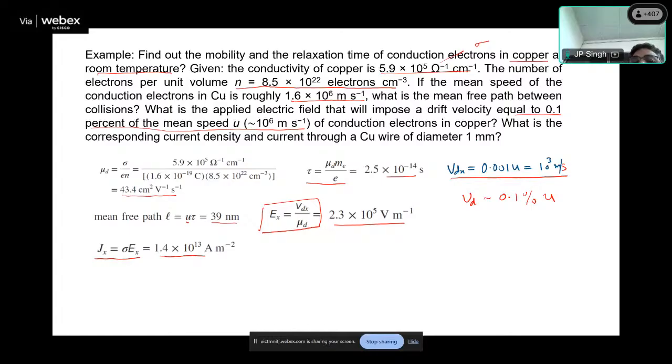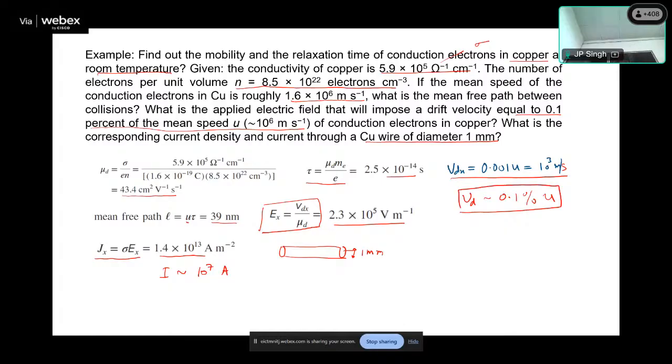So here I'm saying the copper wire has a diameter of only 1 mm. So if I take the area for this 1 mm diameter, the current will be of the order of 10 raised to power 7 ampere. It means the current moving in this wire of 1 mm diameter is 10 raised to power 7 ampere, which is very, very high. So see why it is coming this much.